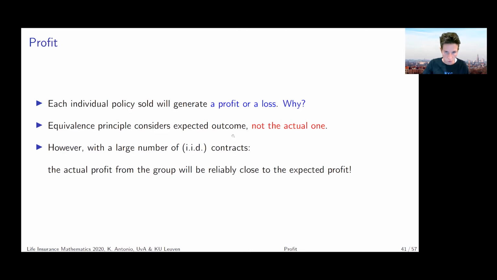And then you can use instruments like the central limit theorem to say something about the distribution of the actual profit in a group of contracts. And that's what we're going to do today. So let's see how that works.